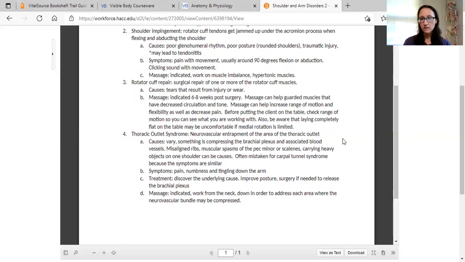Also, I should probably star this. Be aware that lying flat on the table might not be okay for your rotator cuff client. They might not be able to lie supine, they might not be able to lie prone completely. So you might have to put a rolled up towel either underneath the anterior part of the shoulder if they're lying prone, or maybe a rolled up towel or something soft underneath the shoulder on the opposite side if they're lying supine. You just work with them, make sure that they are comfortable.